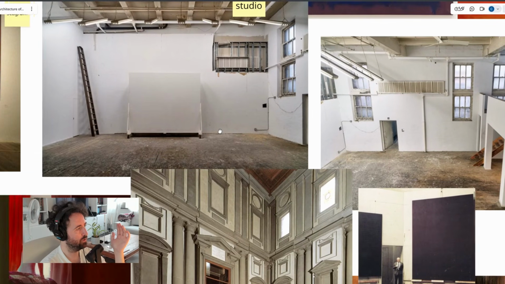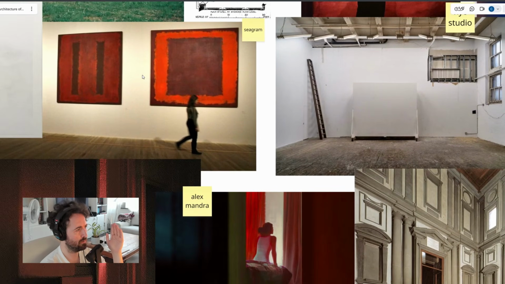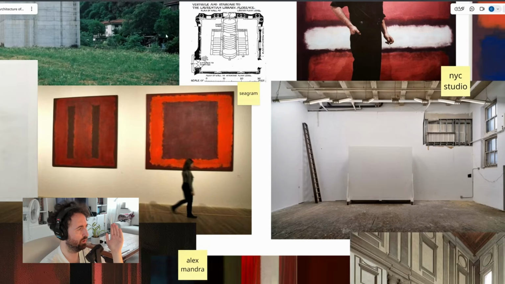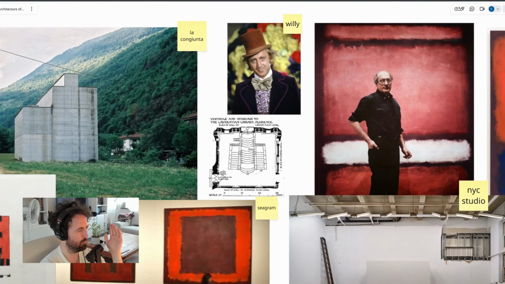Again, this is Tate Modern, and I think these are the Seagram Murals, which I'm going to talk about in a minute. And guys, look, I promised you a throughline here between Rothko, Willy Wonka, and Peter Märkli. I'm going to get there. A little bit of Michelangelo along the way, but just bear with me.